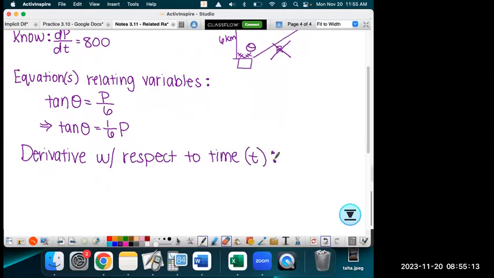Derivative of tangent is secant squared. But theta is not t, so we're going to multiply by d theta dt, or theta prime. I'm going to use d theta dt this time. Derivative of 1/6 p, there's a reason I rewrote it that way. A lot of you, if you kept it as p over 6, we're probably going to do the quotient rule. Keep in mind, 1/6 is just a coefficient. So the derivative of 1/6 p is just 1/6. But p is not time, so we're going to multiply by dp dt.